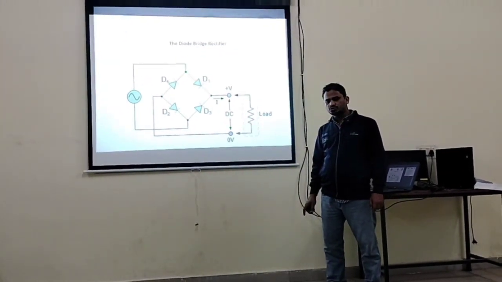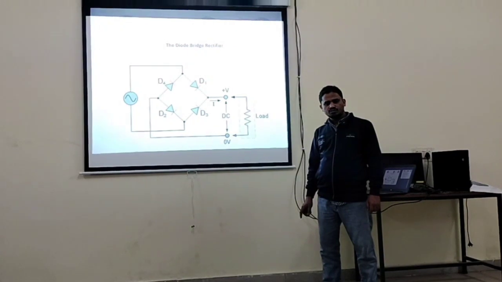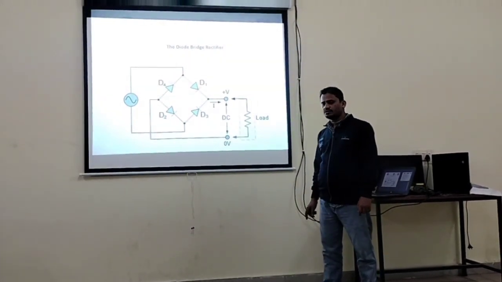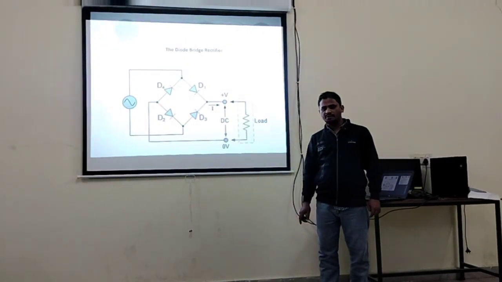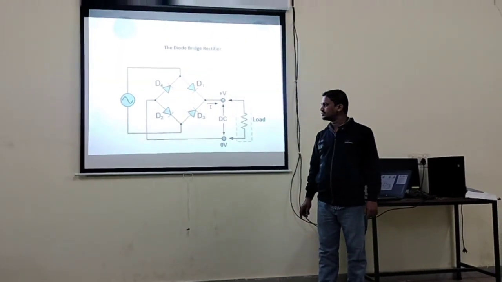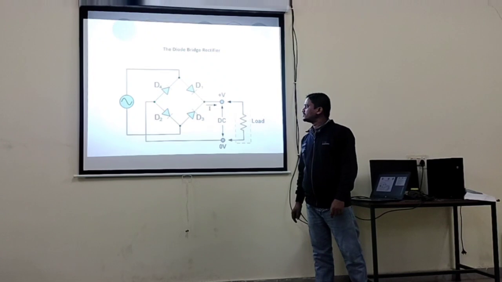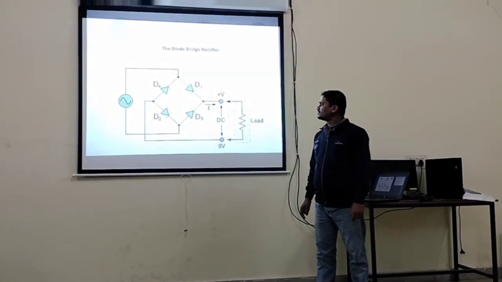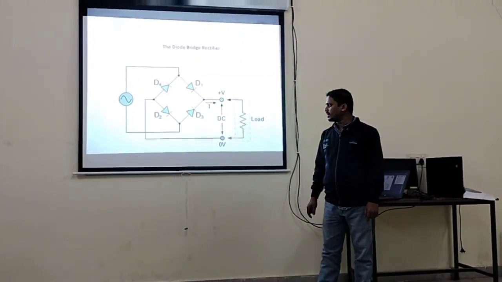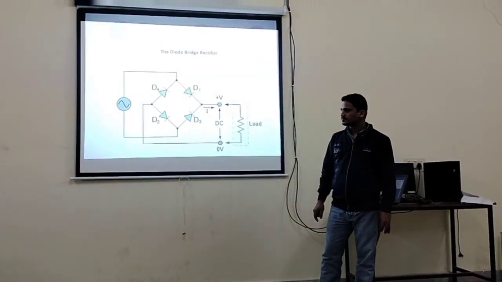It may or may not use a transformer. So we directly apply the AC signal. First, the positive half cycle of the AC input signal is given to the circuit. In this case, four diodes are used: D1, D2, D3 and D4.